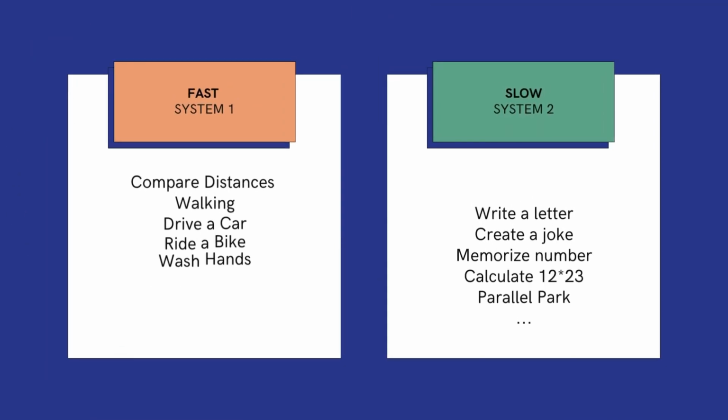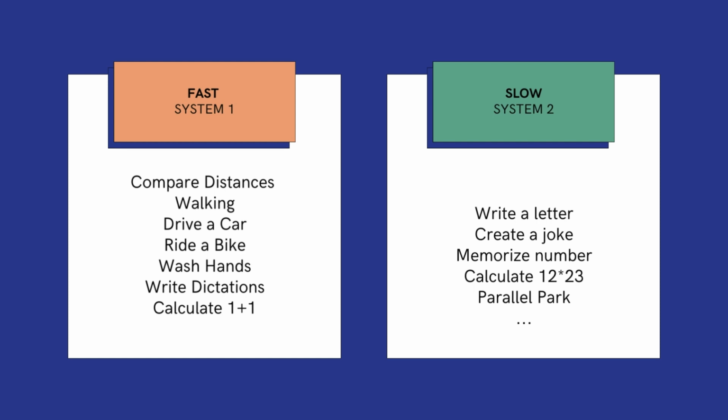It's important because we can understand that there are some things in system one and some things in system two. System one processes are comparing distances, walking, driving a car, riding a bike, washing hands, writing dictations, like somebody's dictating and you're just taking notes without much thinking, calculating one plus one. You don't really need to think about it.